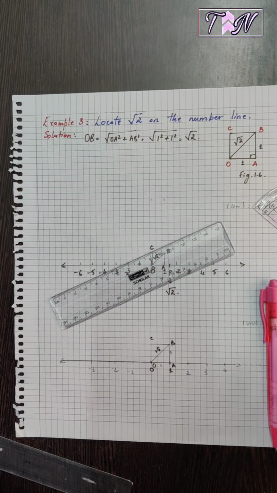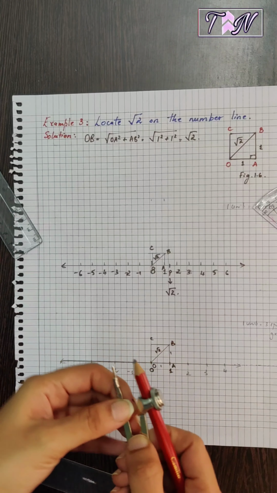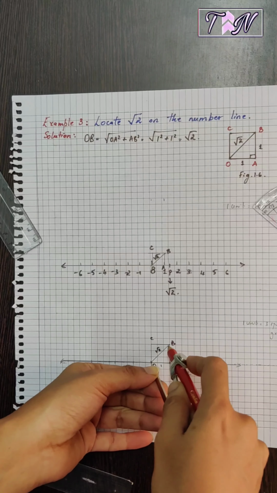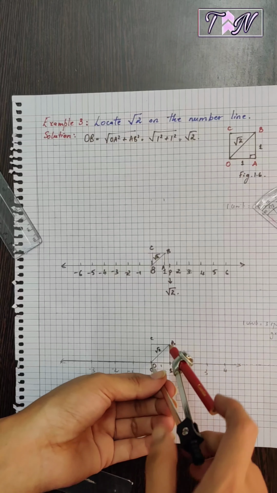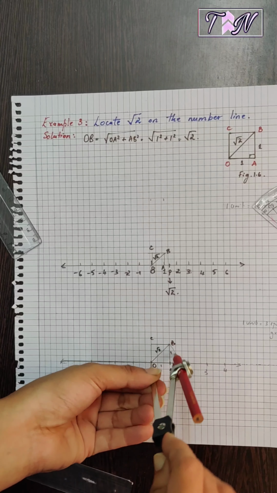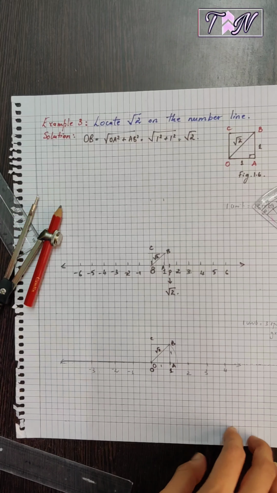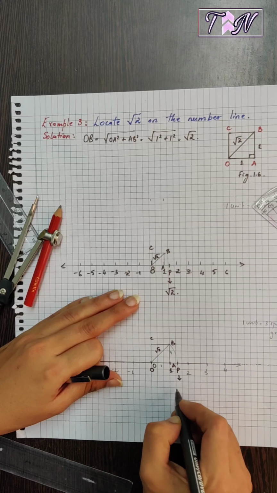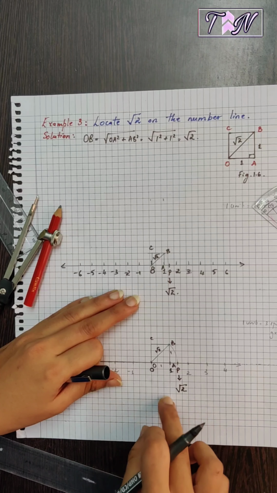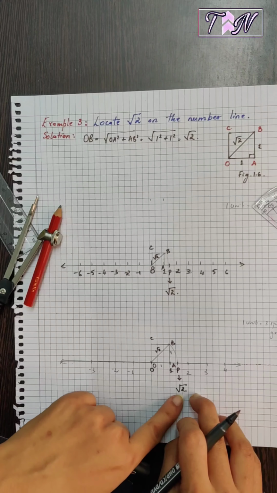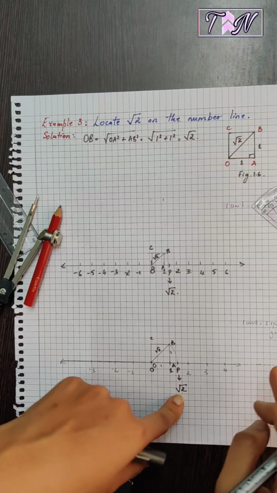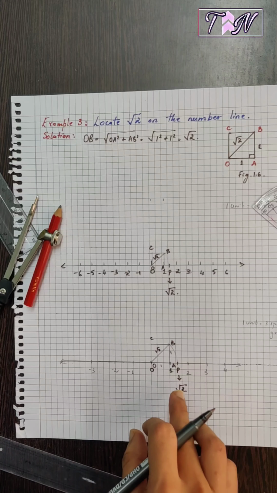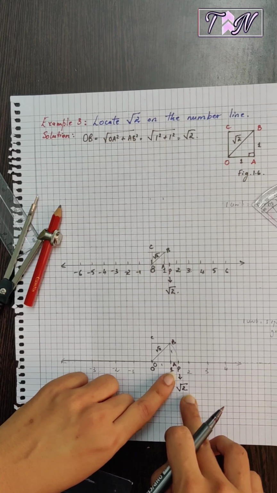Now taking the compass, place the compass at O here and take the radius as OB and draw an arc such that it meets some point P on the number line, and this would be root 2 on the number line. So if we calculate root 2, we know that it is 1.414 something, it comes around that value. So it is verified since it is falling between 1 and 2.